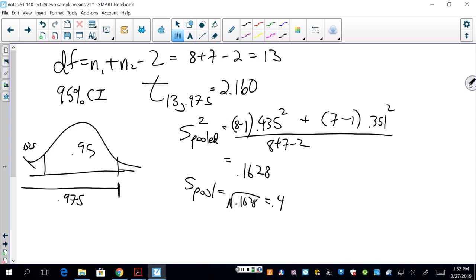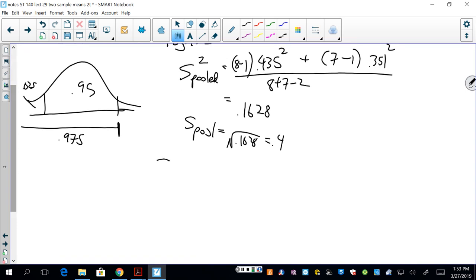It wouldn't be exactly 0.4, but it's pretty close, right? So you can check initially that you get something reasonable. If one standard deviation is 0.435 and the other is 0.351, this pooled one should be in between the two. If you got some number that was vastly different, then something would be off using the calculator or the formula. So that's the pooled.